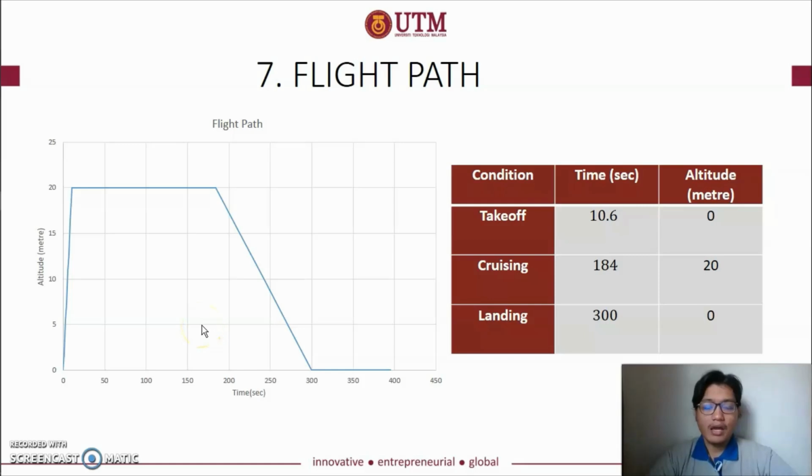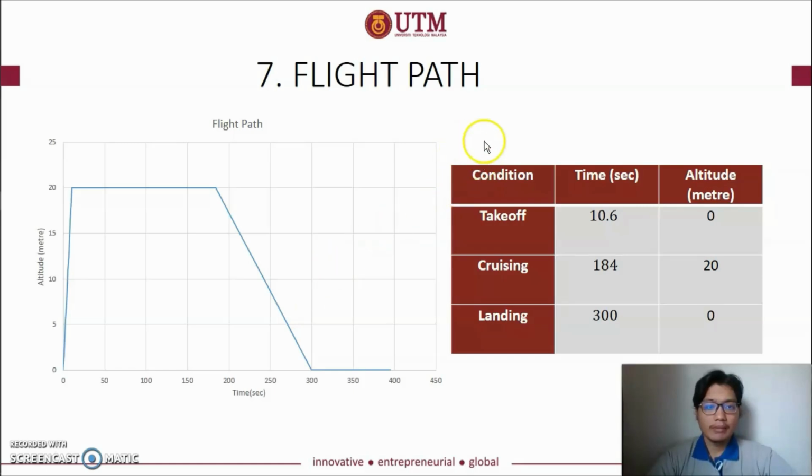Hi, I am Amirul Amin bin Abdul Wahab. I will continue our group presentation on propulsion. So I will explain to you about flight path. From the graph here, it shows the flight path of our RC plane. Based on our previous calculations on the performance, we estimate the flight path of our RC plane for the whole time. And the maximum altitude for our RC plane is 20 meters at cruising speed.